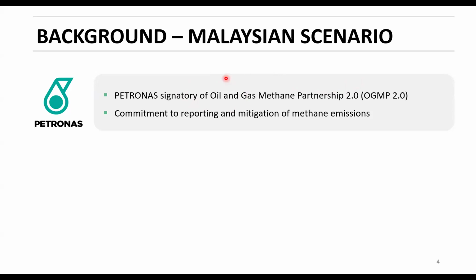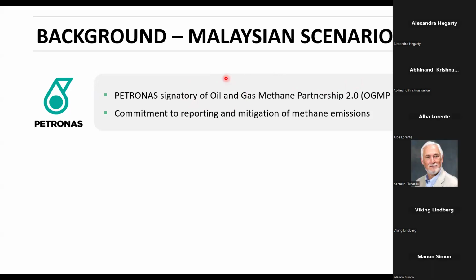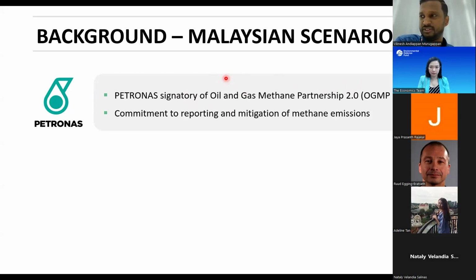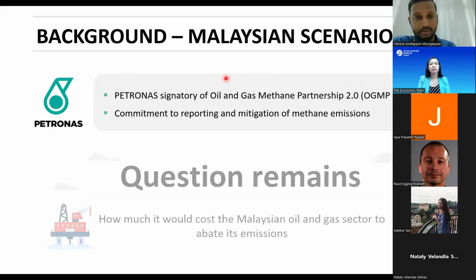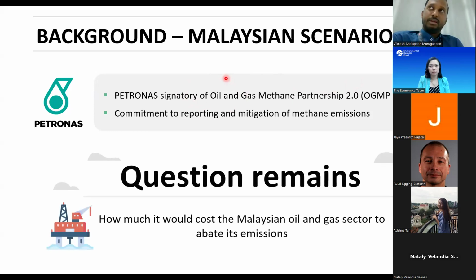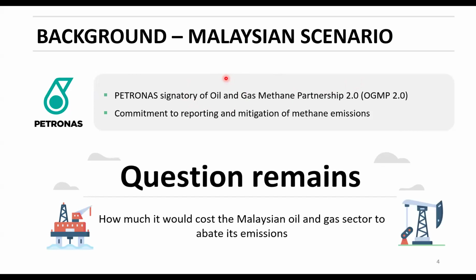So against that backdrop, it's a very timely moment for us to look into methane abatement cost curves, and so on. That is a good starting point. But the question now remains: how much would it cost the Malaysian oil and gas sector to abate particularly its methane emissions in this case? So that is where we come in. For our project team, we look at how we can answer this question.